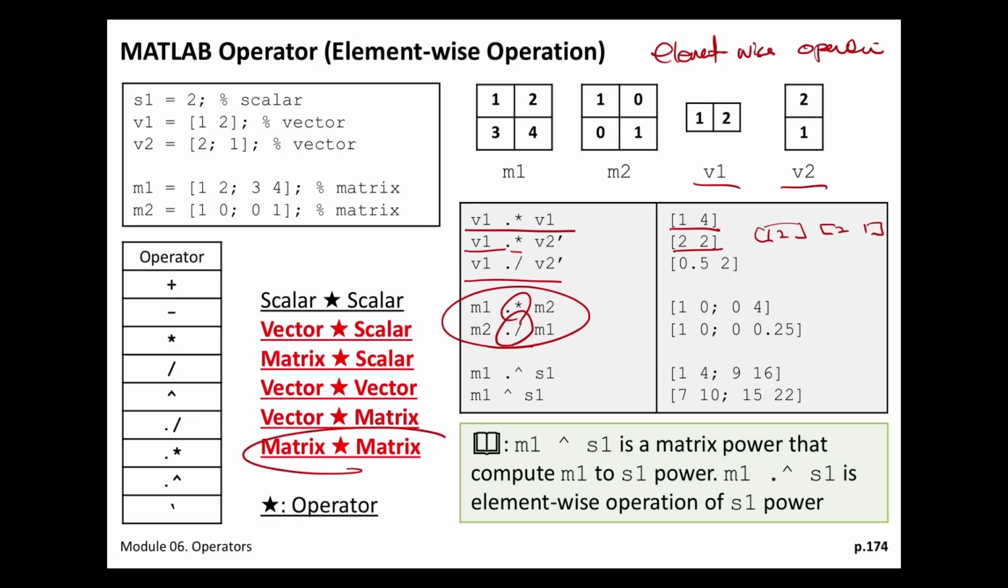Okay, what about this caret operator? That is the power of S1 for each element in M1. So it's nothing special. Okay, this is the matrix multiplication. Makes sense. So when you're using this caret operator, you need to be careful about putting a dot or not. Those two give totally different results.